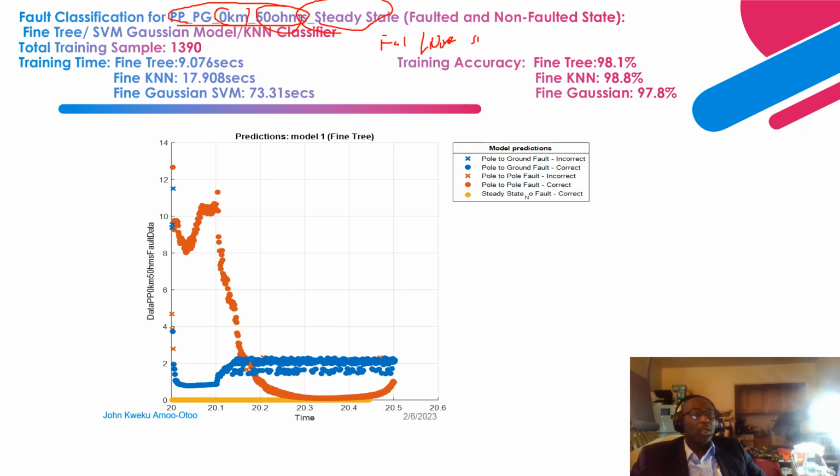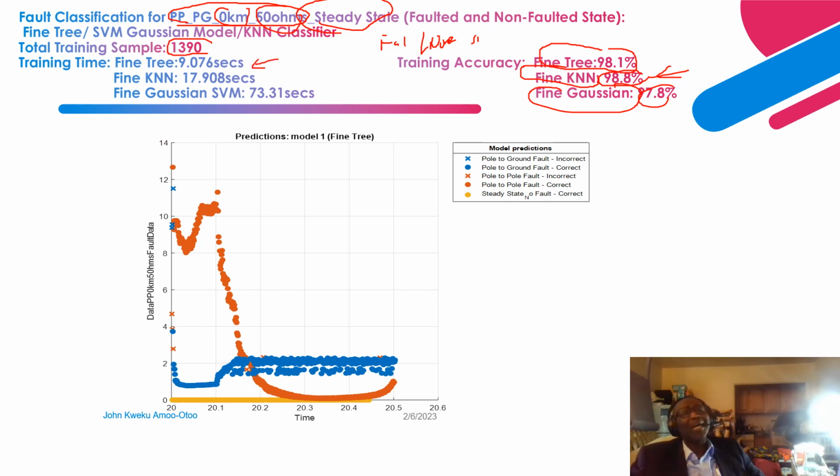We have a total of 1,390 training samples. Based on the training, we're able to achieve a training accuracy of 98.1% for fine decision tree, 98.8% for fine KNN, and 97.8% for fine Gaussian. As you can see over here, fine KNN gives us a little bit higher accuracy. But look at the training time.